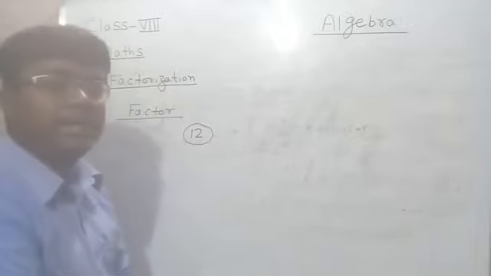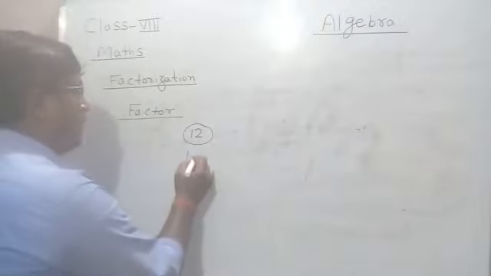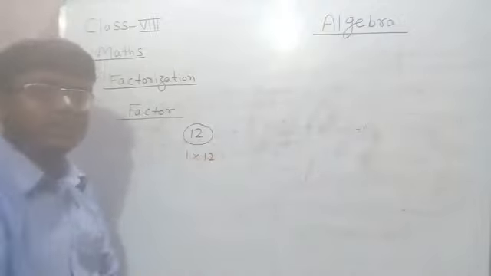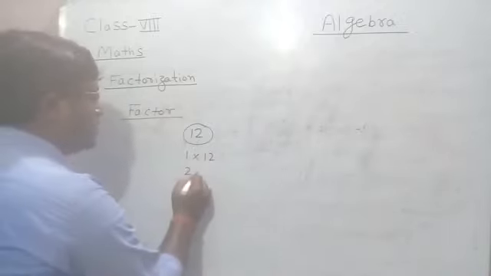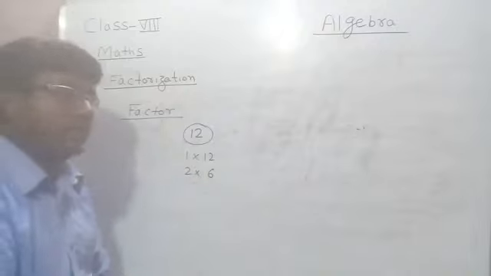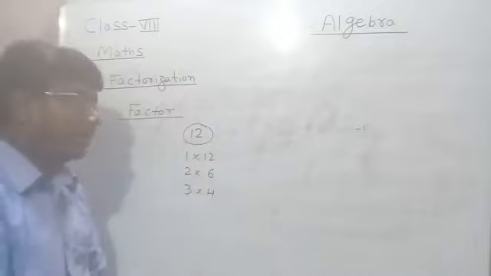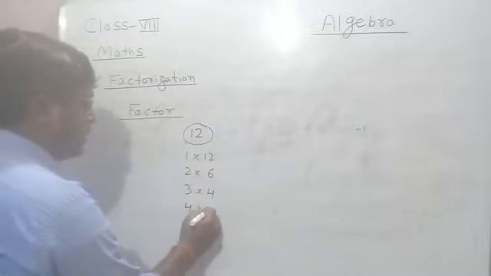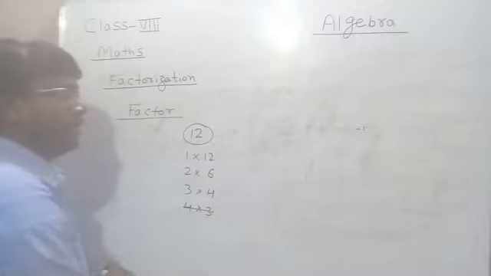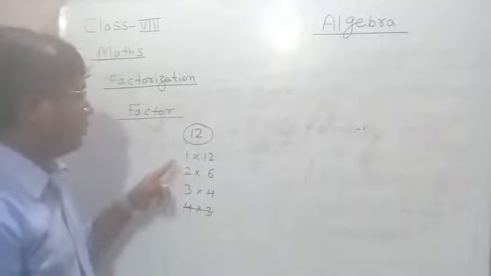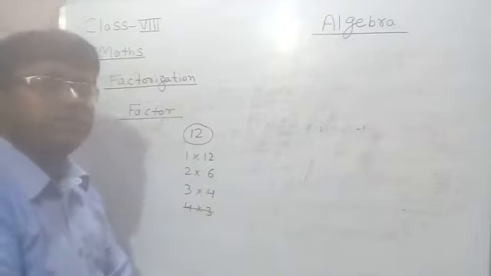For example, if I say 1, can 1 divide 12? Yes. By how many times? 12. So 1 and 12 both can divide 12. Similarly, 2 and 6 both can divide. Similarly, 3 and 4. 3 fours and 4 threes are the same, so stop here. So the factors of 12 are 1, 2, 3, 4, 6 and 12.